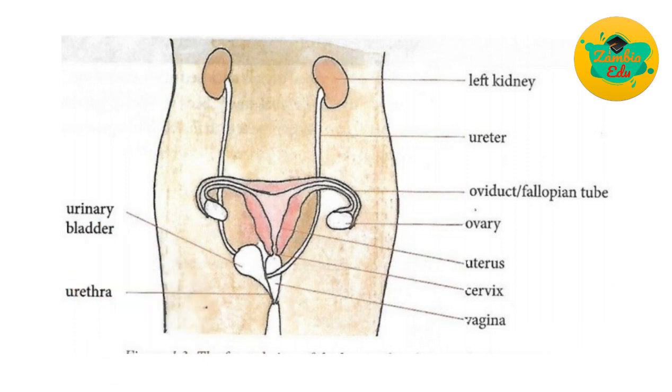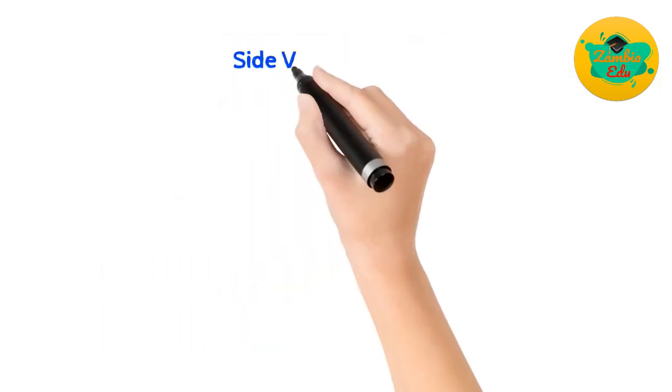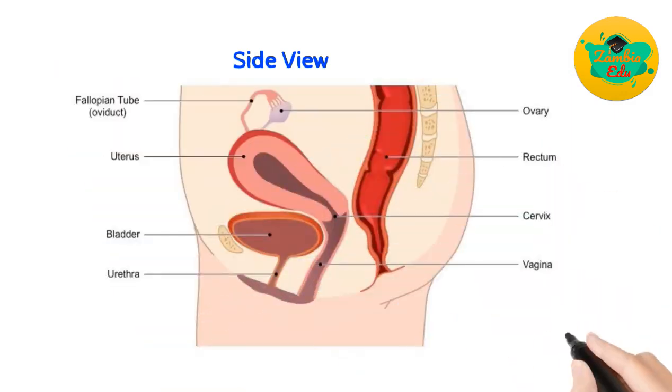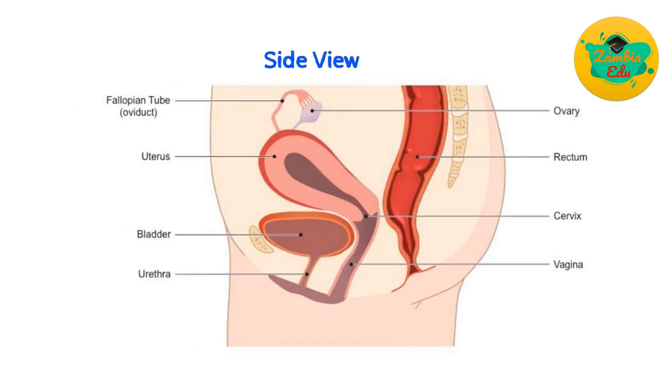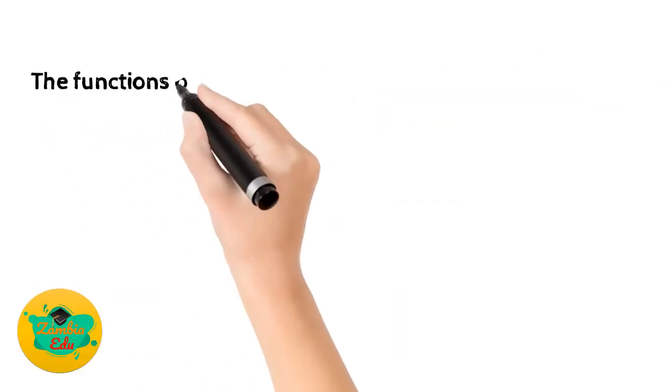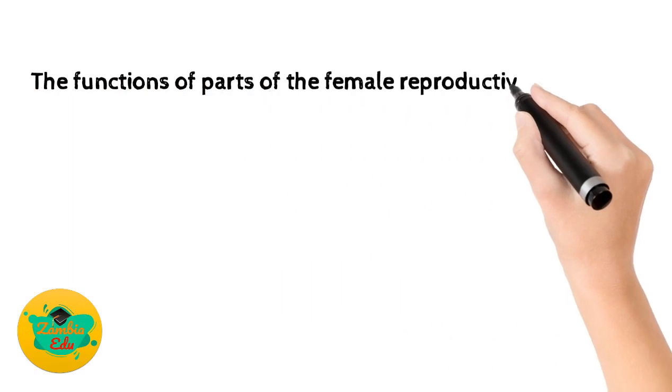So now let's just go ahead and move on and look at the side view. And now this picture that we are looking at right now is the side view of the female reproductive organ rather. So you are supposed to know these parts and master them, know their functions and what they are used for as well. Alright, so having said this, we will move on and start talking about the different functions that are performed by the different parts of the female reproductive system.